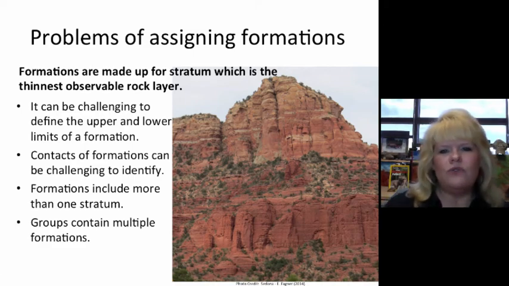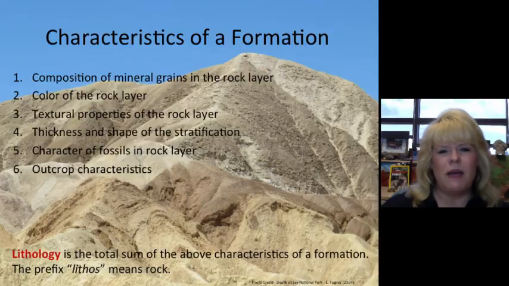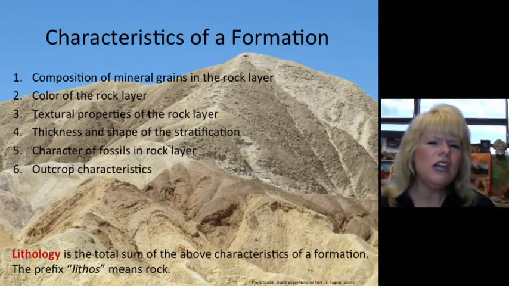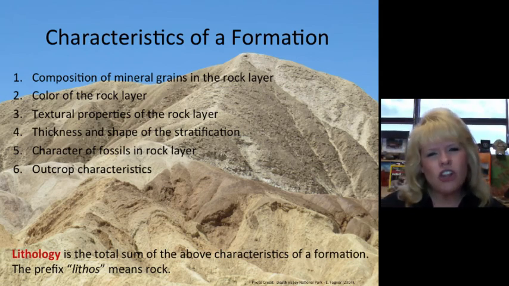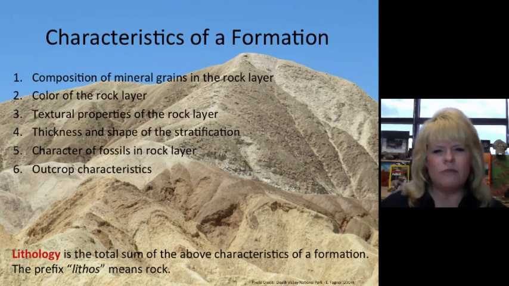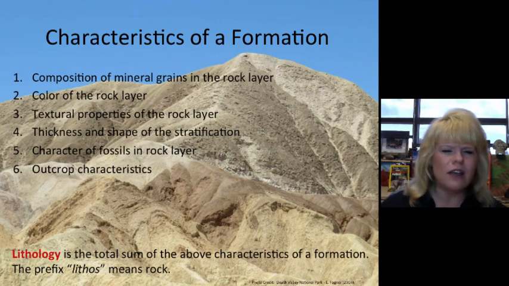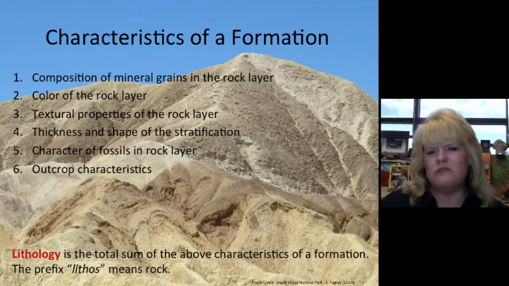Each one of these formations and specific members tell us a story about the conditions that were present in geologic past. So when we look at a formation, you have to look at the composition of the material that makes it up. So you're looking at the mineral grains in the rock layer, the character or color of the rock layer, textural properties. What I mean by that, does it have ripple marks? Does it have cross bedding? Does it have mud cracks? Does it have soil marks?